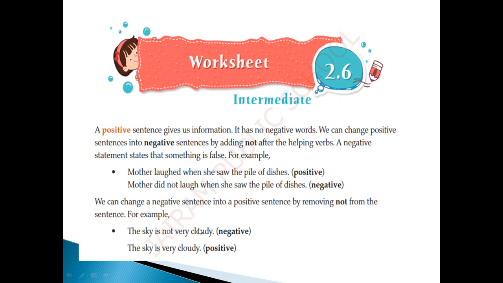The sky is not very cloudy. Here we find a negative word in the sentence. To make positive sentence from the negative sentence, we have to simply remove only not. The sky is very cloudy. Now the sentence is positive form. Can you get me, my dear children?